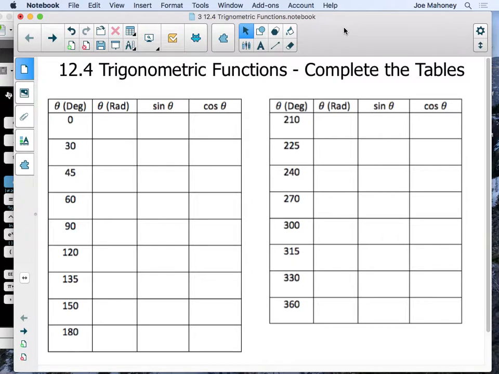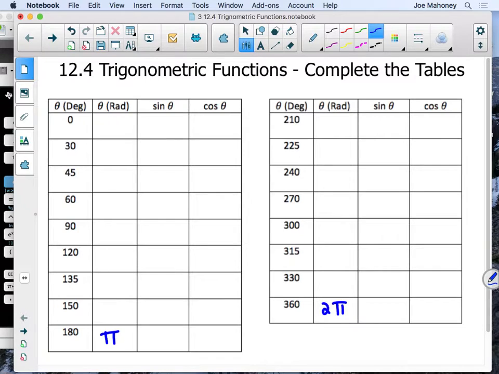So let's work on completing these tables. First of all, we're going to do column number 2. We're going to put down all of the radian measures, converting them to degrees. Now I want to show you a neat way to do this. So, for example, I know that 180 degrees is pi radians. Well, if I double that, I get 360, which is 2 pi.